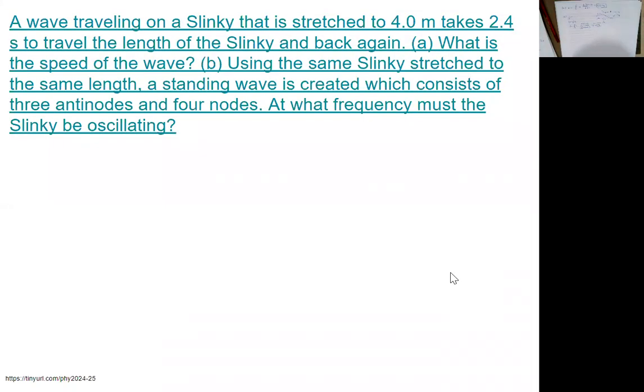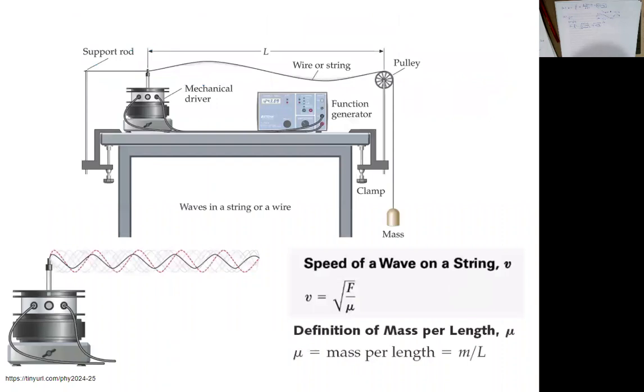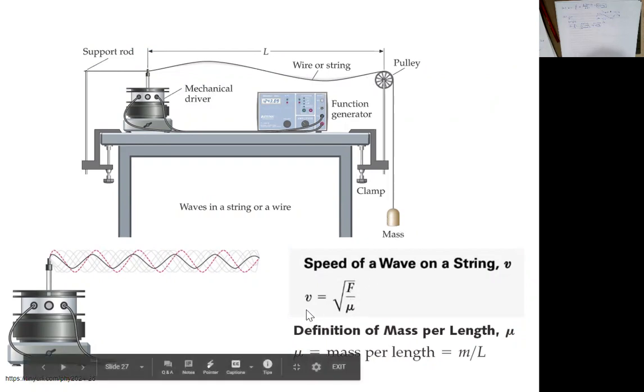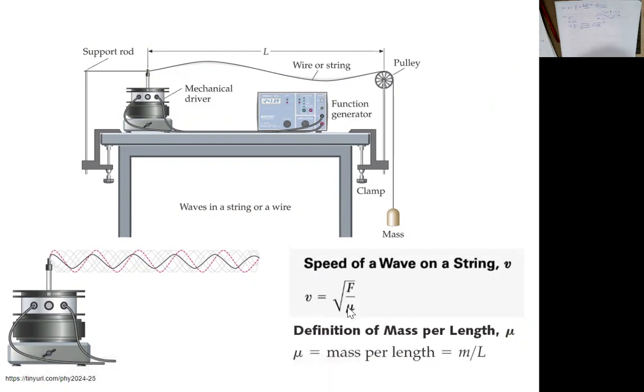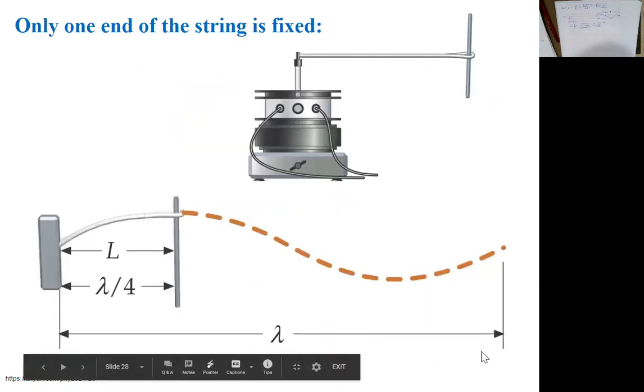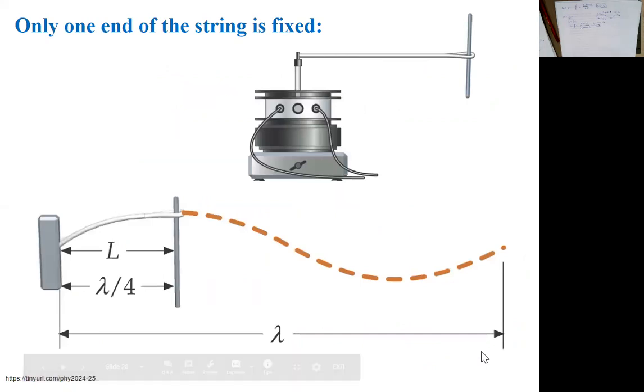Okay. And this is what you did in the lab. In the lab, basically you have a vibrator, although we'll use a different one, and then you have a pulley and then the mass. The mass gives you the tension in the string, and that gives you speed equal to the square root of tension divided by mass per length, which is the total mass divided by your L. So we just looked at the two ends of the string being fixed, right?